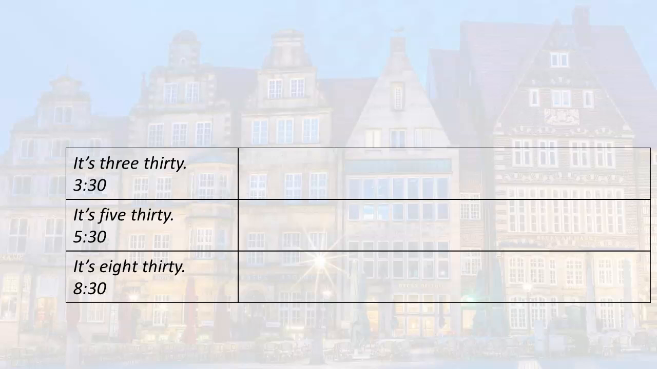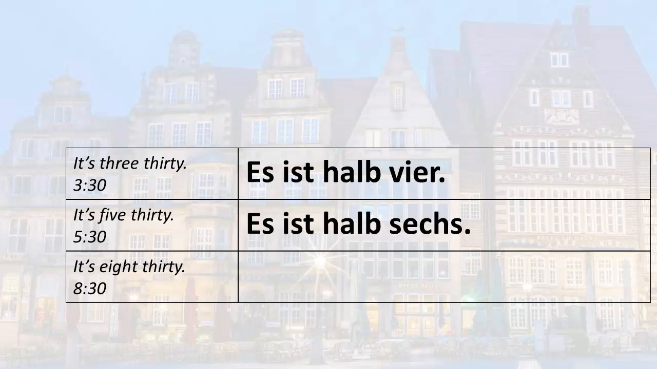If I want to say it's 3:30, es ist halb vier. Es ist halb vier. It's 5:30. So you literally have to say it is half six. Es ist halb sechs. It's 8:30. Es ist halb neun. Literally, it is half nine.